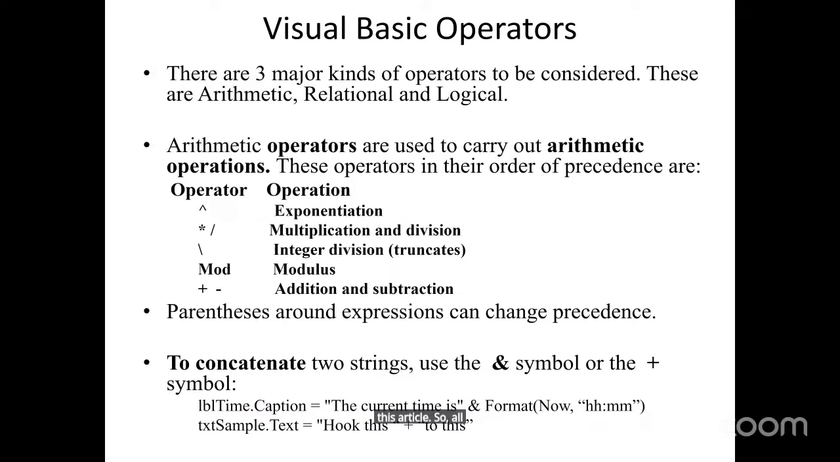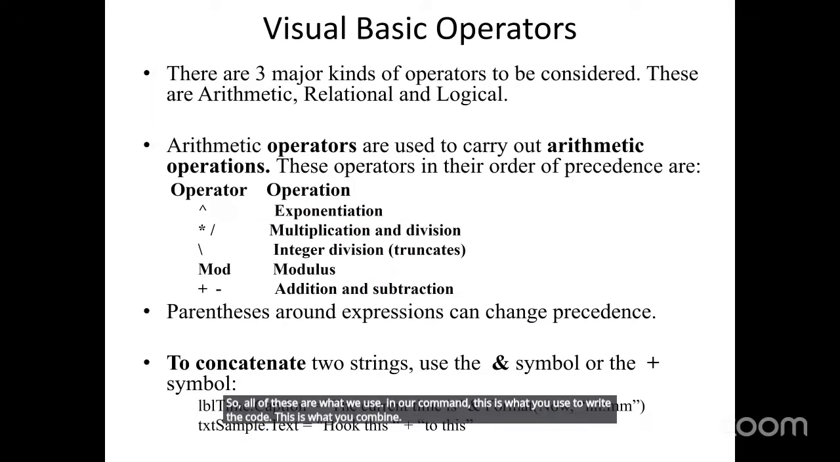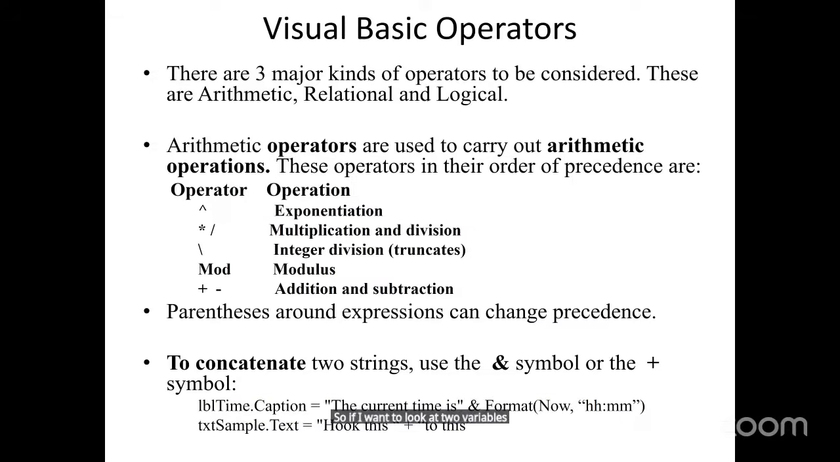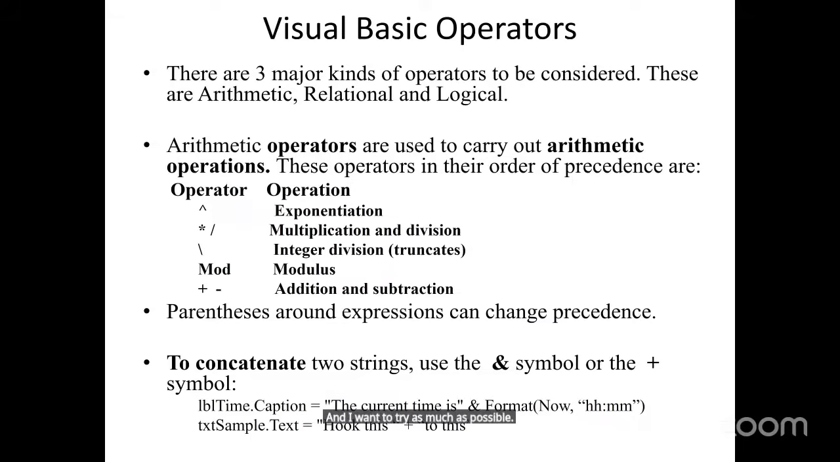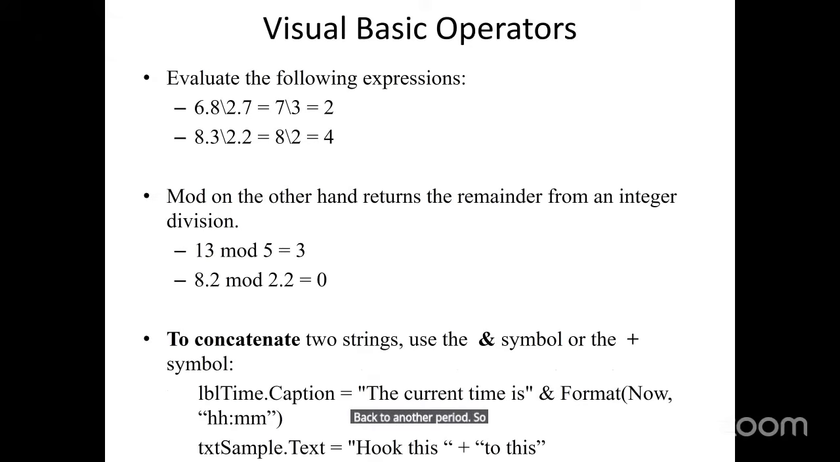So all of these are what we use in our commands. This is what you use to write the code. This is what to combine. So if I want to look at two variables with integer values, and I want to add them together, the name of that variable plus, and I want to store it somewhere else, I use the assignment statement. So for example, C equals A plus B. A, I've given a value, B, I've given a value. Then it's easier to use an arithmetic operator to do the operation and then assign the value, because of the equal sign, back to another variable. So this is all we have in terms of that, and then all the operators.